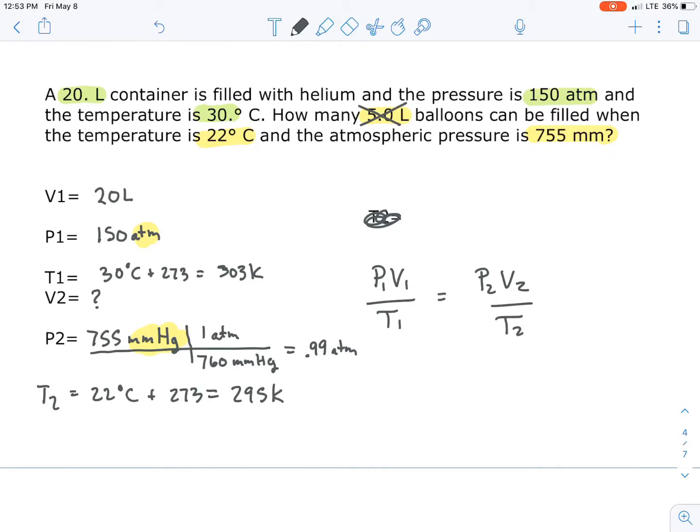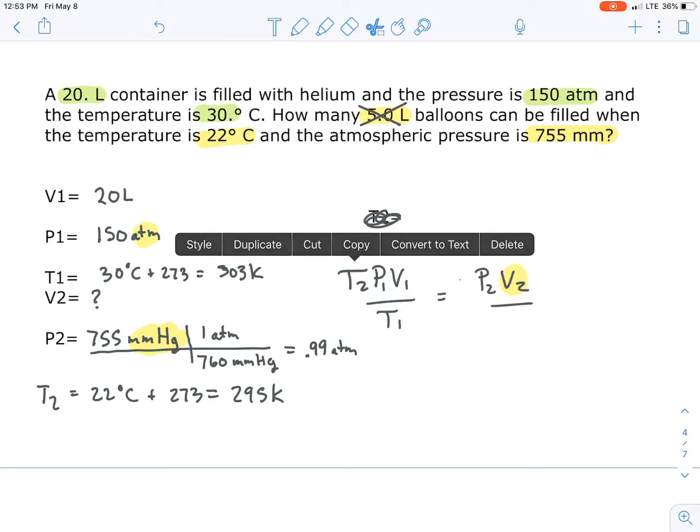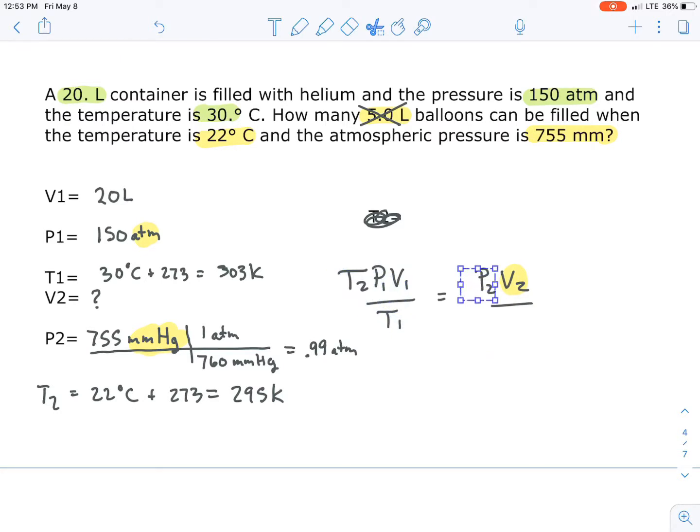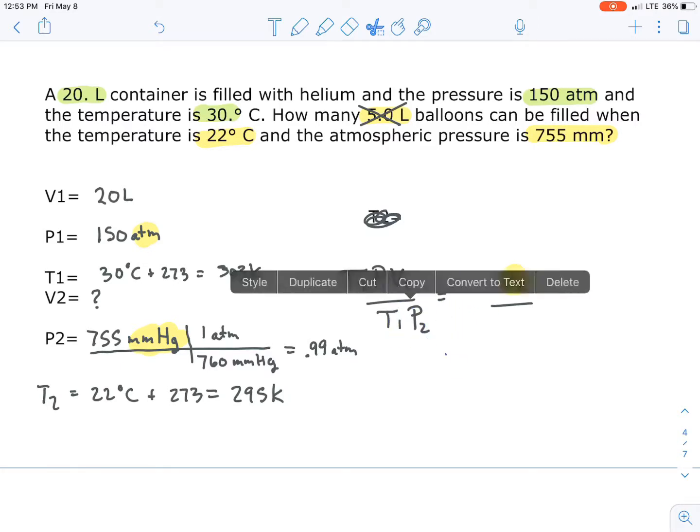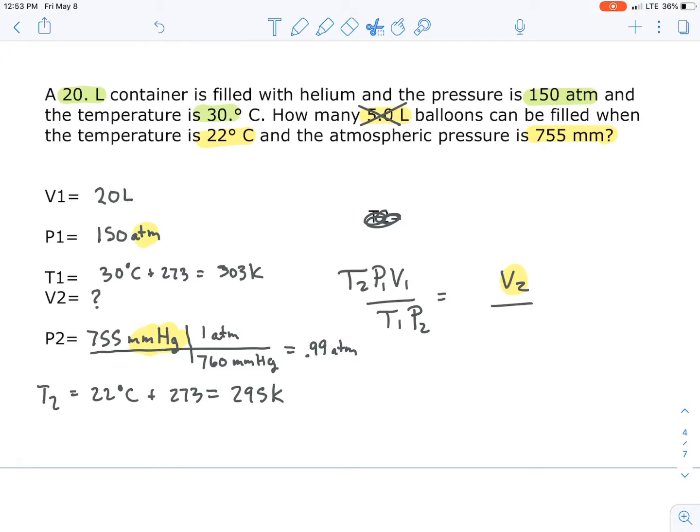Trying to find V2. All right, so finding V2. V2 is right here. So I'm going to try to get those other things by themselves. Remember, you want to cross the equal sign and take it to the top. So if it's on the bottom, take it to the top. If it's on the top, take it to the bottom. And there's our algebra. There's our new equation. All right, now all we have to do is sub in.